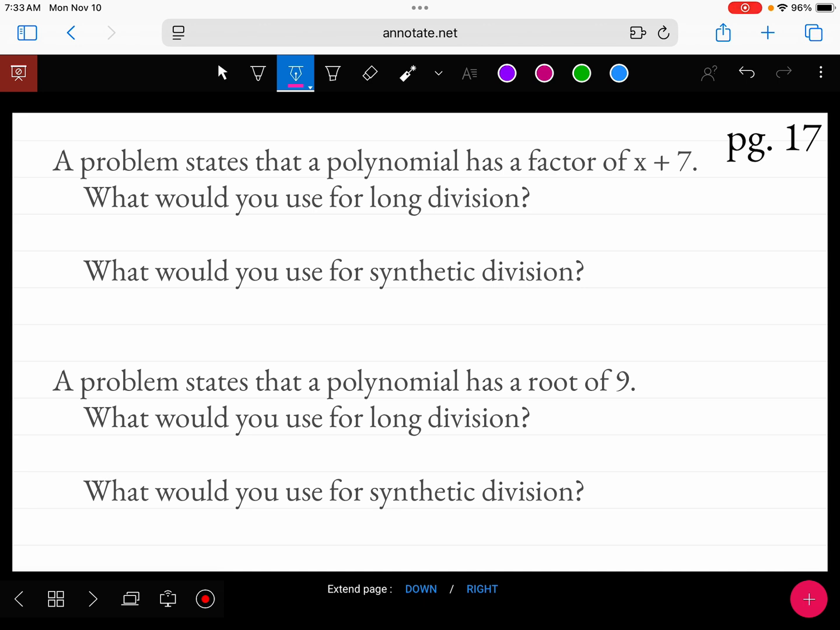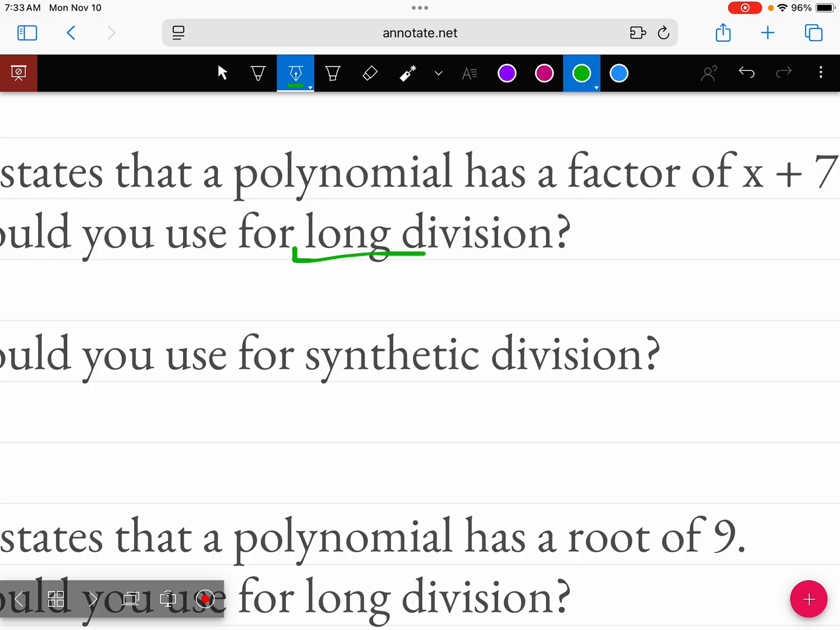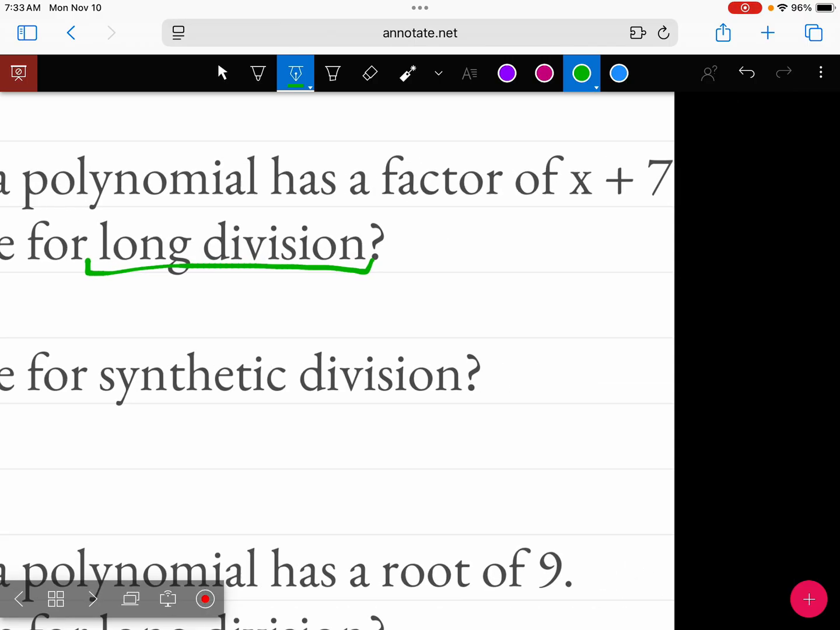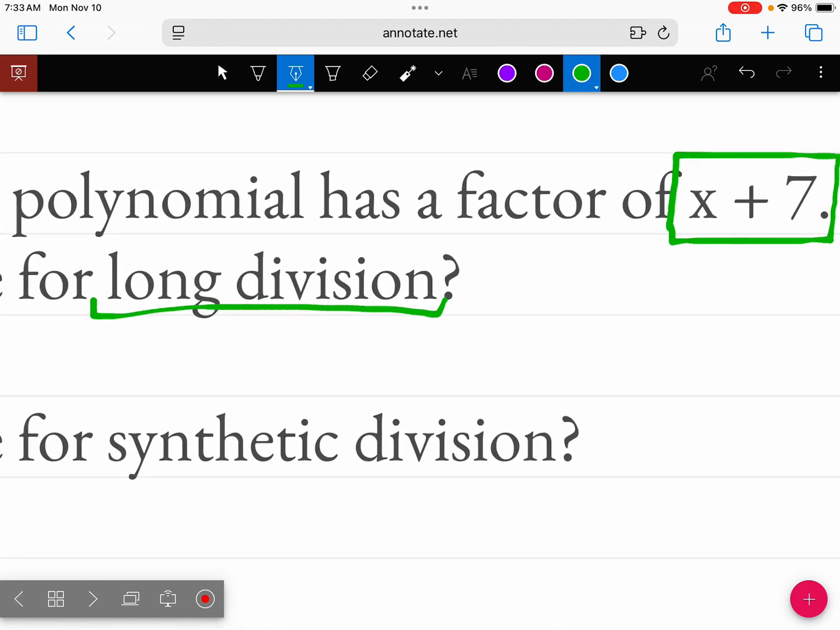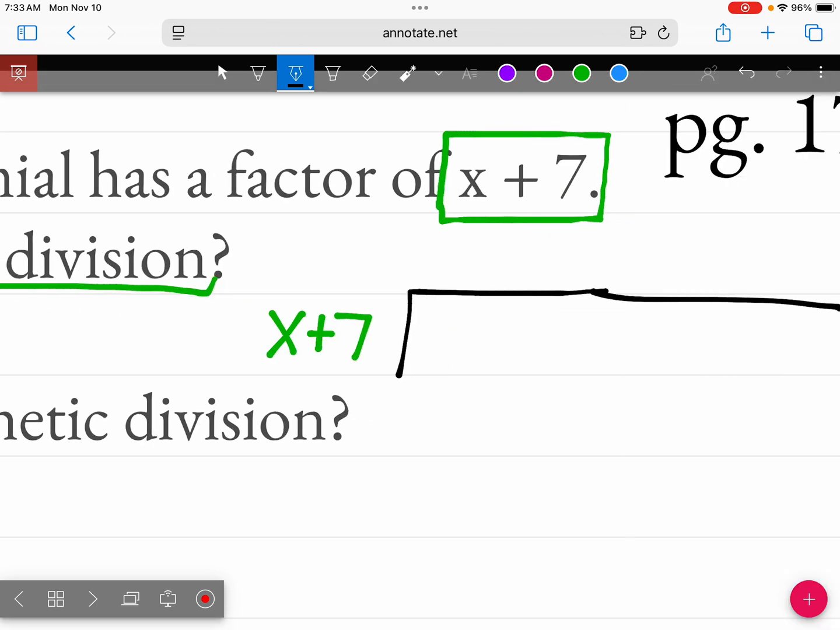And we're going to practice by making sure we know our factor and our root for these pieces, because I have one that we've given a factor, one that we're given a root. So for long division uses the factor. So we are straight up told this has a factor of x plus 7. So for long division, we would divide by x plus 7. It would be set up on the outside of the house like this. We'd put whatever our polynomial is inside. We're dividing by that x plus 7. That's our guy.